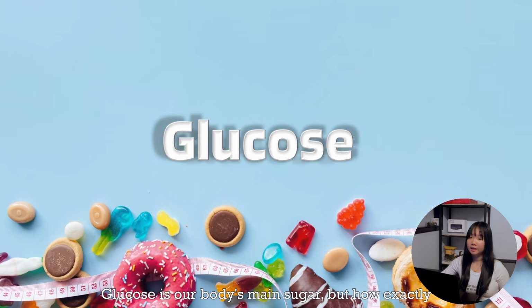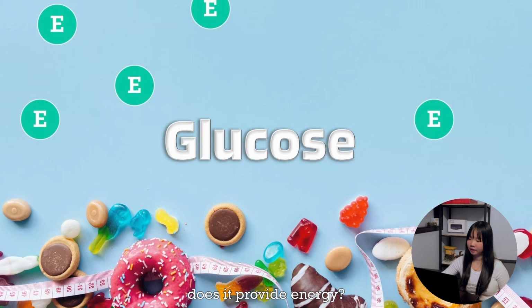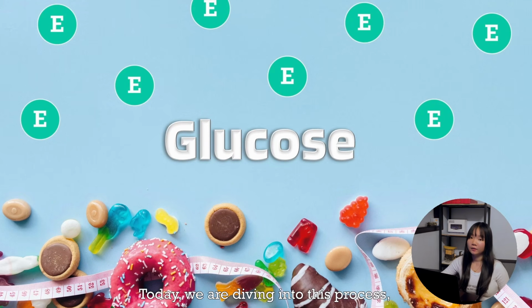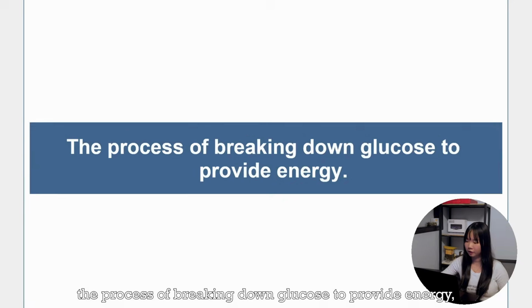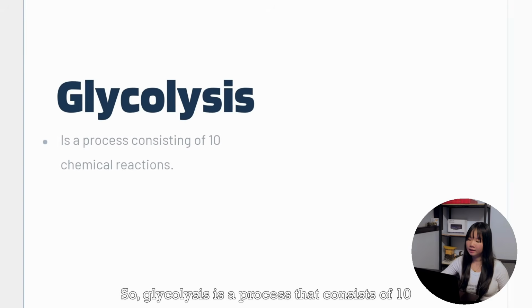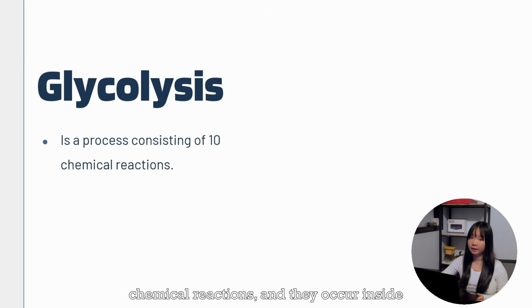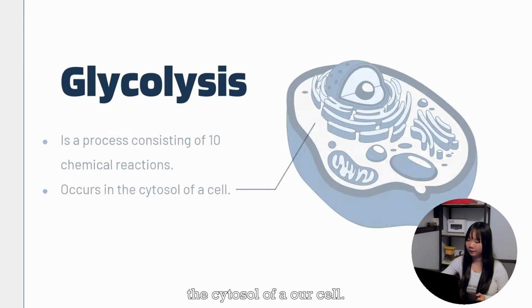Glucose is our body's main sugar, but how exactly does it provide energy? Today, we are diving into this process, the process of breaking down glucose to provide energy, also known as glycolysis. So, glycolysis is a process that consists of 10 chemical reactions, and they occur inside the cytosol of our cell.